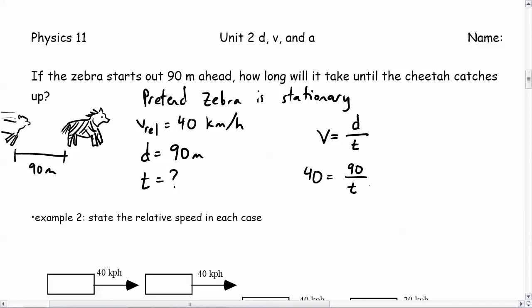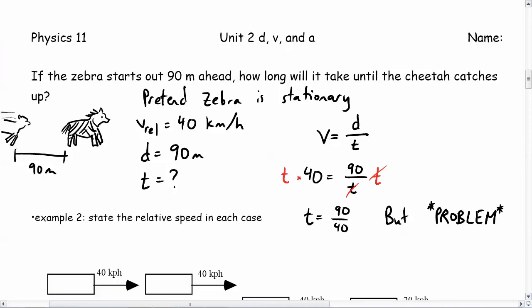So when I move the t to the other side, anytime you got a t in the denominator, you can multiply both sides by t. And that'll cancel off the t. And then you get t equals 90 over 40. But yeah, that's right. I can't just plug in the numbers.